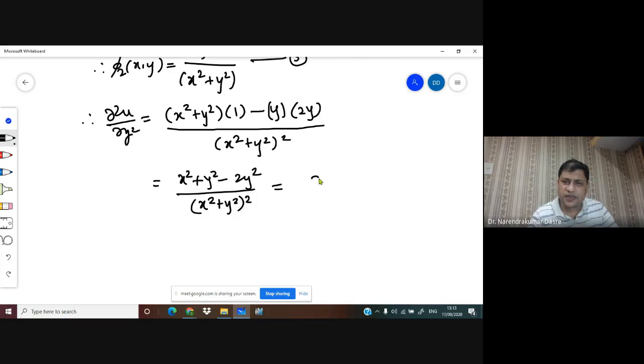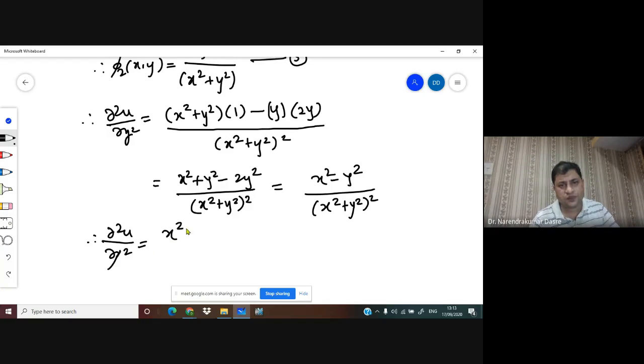So we can simplify this as (x² − y²) upon (x² + y²)². Here we have to be careful that we cannot factorize the numerator and the denominator, and there is no common factor that we can cancel. So please be careful. We get ∂²u/∂y² = (x² − y²) upon (x² + y²)². That is equation 4.